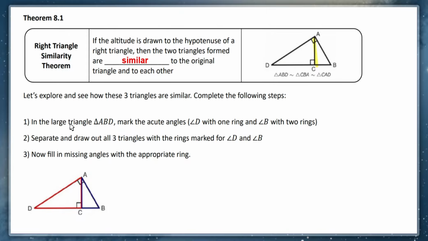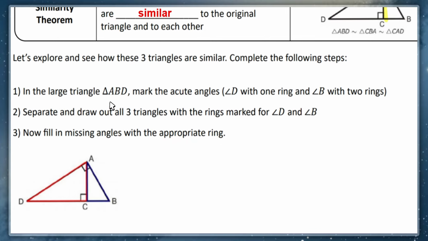So we're going to follow these 3 steps here. What we're going to do is in the large triangle ABD, we're going to mark the acute angles D with 1 ring and angle B with 2 rings. So if we mark angle D with 1 ring and then angle B with 2 rings, we would have a picture that looks like this. Now, what we're going to do is we're going to separate out all 3 triangles. So if we separate out all 3 triangles, then we'll start with the large triangle first.